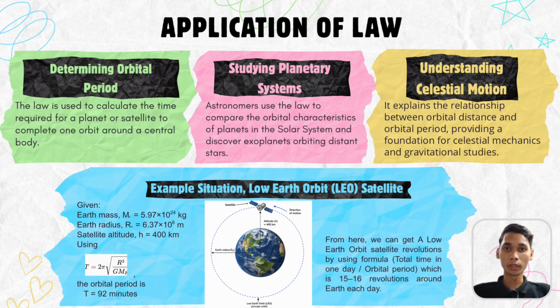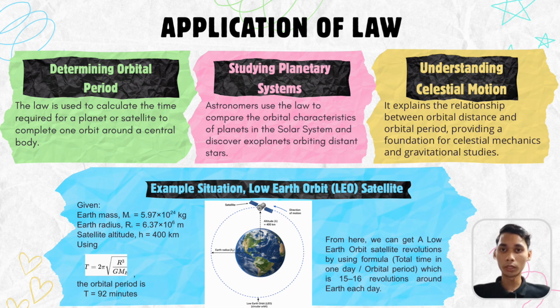Example: if you look at the figure below, the line around the Earth is low Earth orbit, and above the Earth is a satellite. Given Earth's mass M equals 5.97 times 10 to the power of 24 kg, Earth's radius r equals 6.37 times 10 to the power of 6 meters, and satellite altitude h equals 400 km.